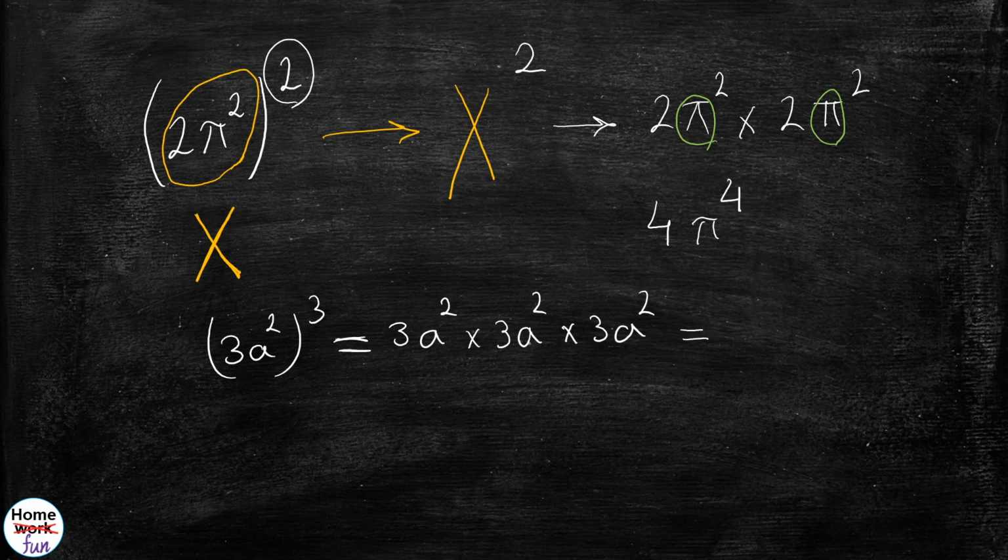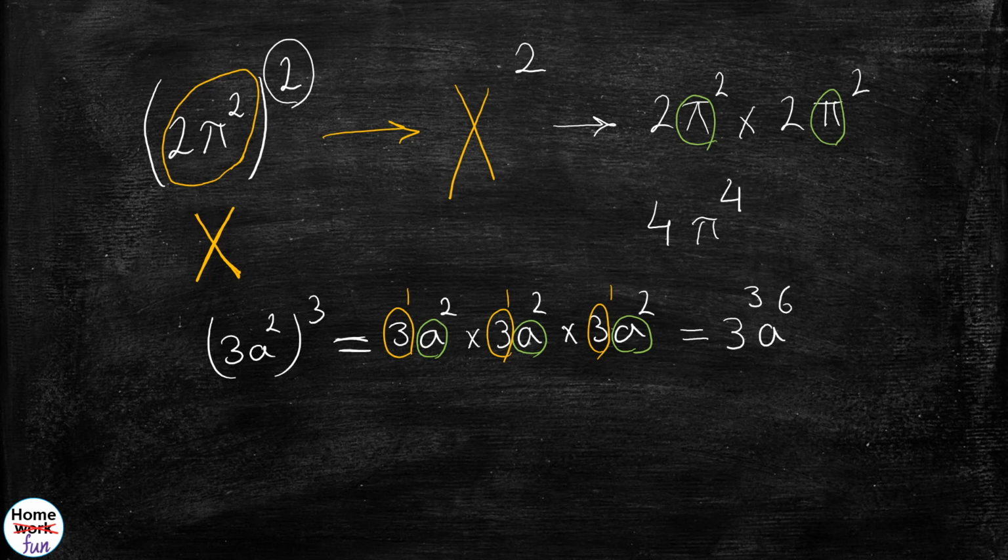Here we have a, the bases are the same, so we can add up the exponents of the a. And we can do the same for 3. The 3s are getting multiplied by each other. Each has a power of 1. They have all the same base, so we can add up the exponents of the 3. So 3 to the power of 3, a to the power of 2 plus 2 plus 2, that's 6. So that's the answer.